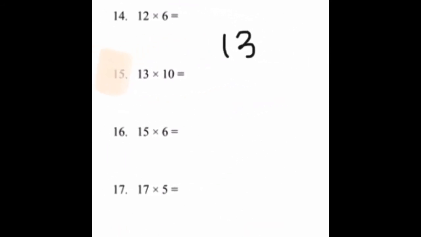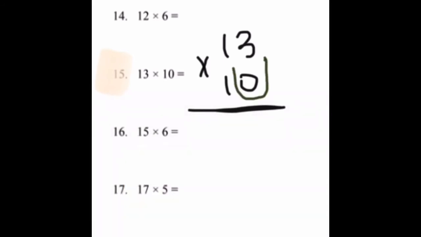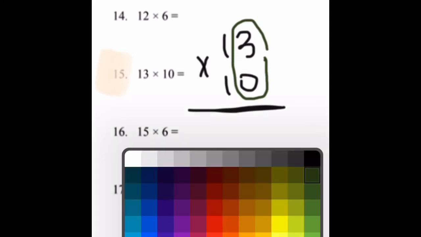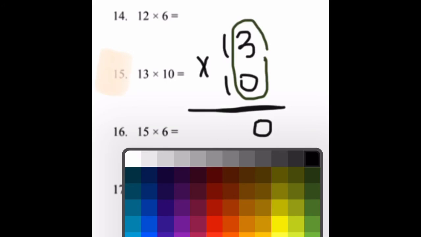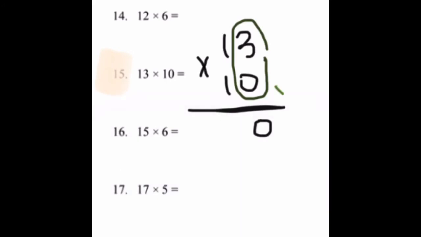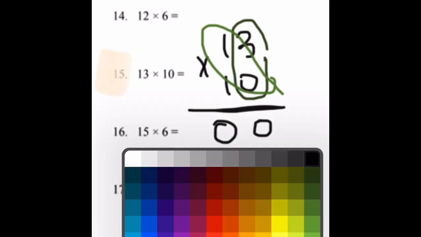And number 15, you're also going to have to set it up the same way you did with the previous problem. 13 times 10. So again, there's a format you have to solve it in. You have to solve 3 times 0 first, which makes 0. 0 times any number is 0. And the next step you're going to have to do is 0 times 1. 0 times 1, again, any number times 0 is 0.